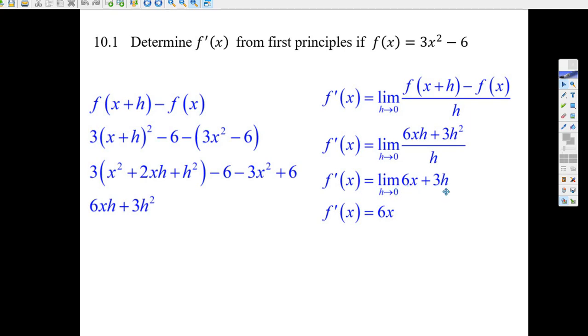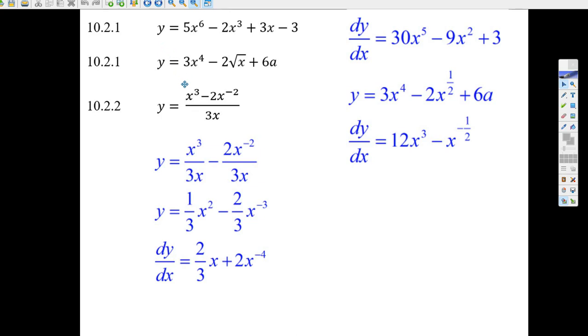If h is approaching 0, becoming infinitely close to 0, then the derivative, the rate of change of y over x, is becoming infinitely close to 6x. And that's the derivative. It tells you the gradient at any x value along the curve. That's a big sentence I just said. That's what it's all about.